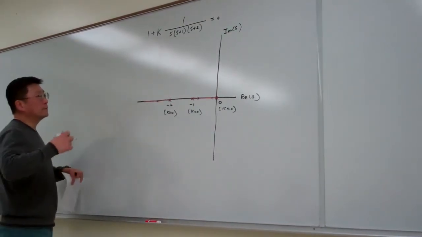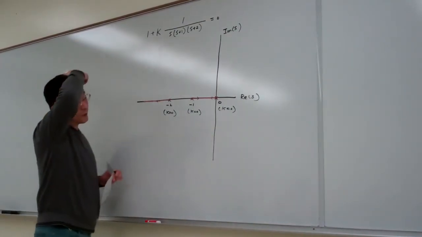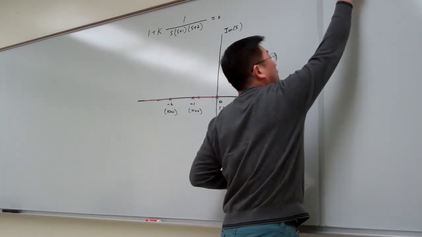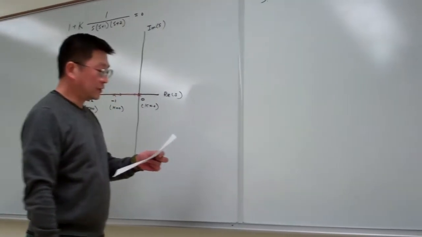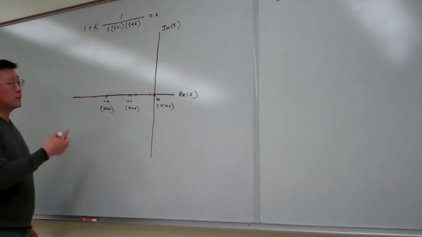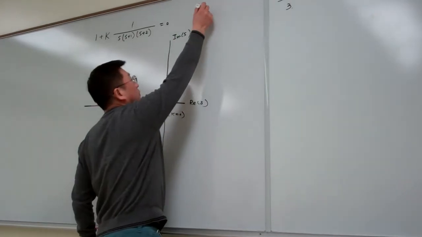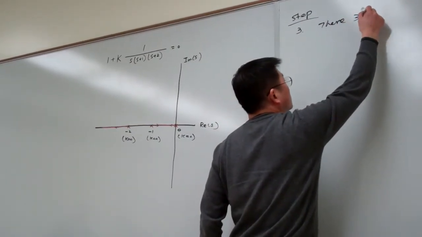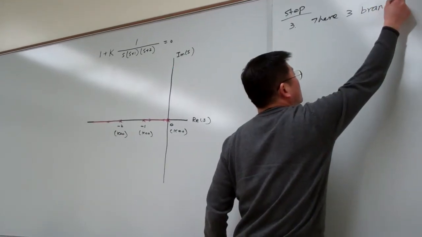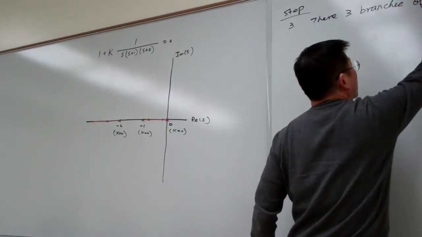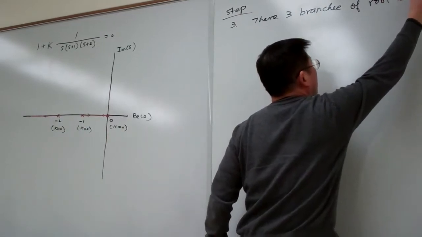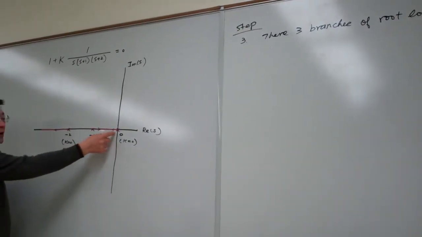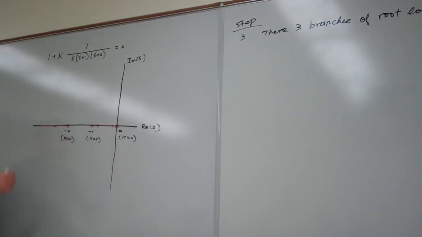So now the next one, I want to build up the steps. We continue from last time. Step 3: we know for this case there are three branches of the root loci, and the branches basically start at the poles and end up at the zeros.